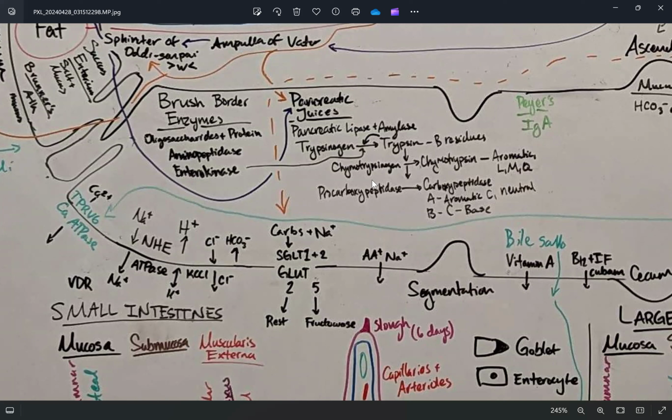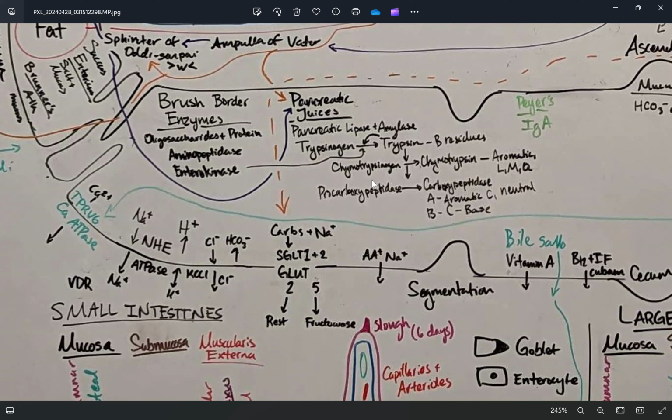You also have carbs that are absorbed in your jejunum through SGLT1 and 2 and GLUT2 and 5. They're co-transported with salts. Your GLUT2s will do most of your hexoses, glucose, galactose, whereas GLUT5 will in particular reabsorb fructose. Then you also have amino acid absorption, co-transported with sodium, and that should be all for the jejunum.